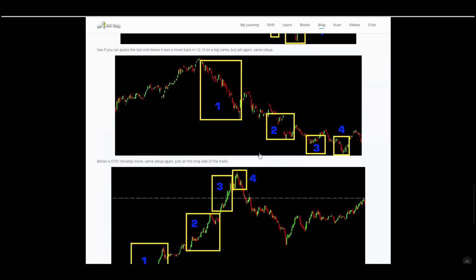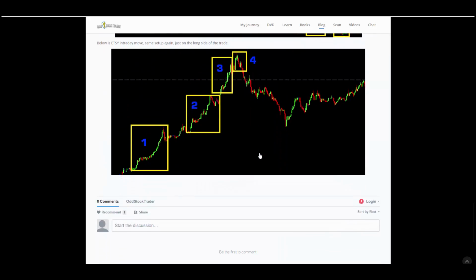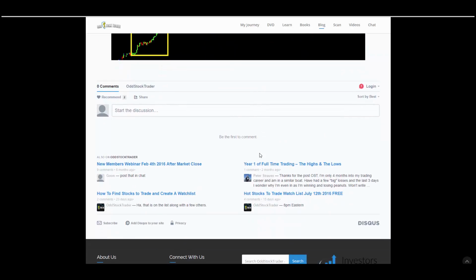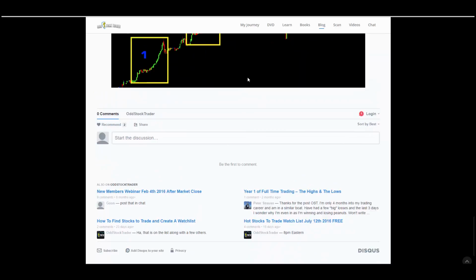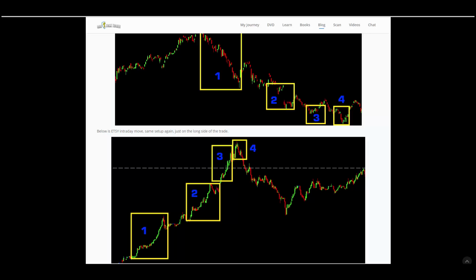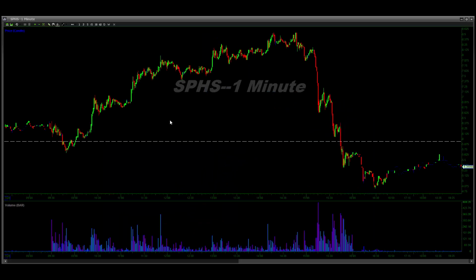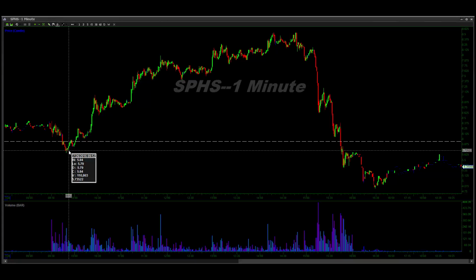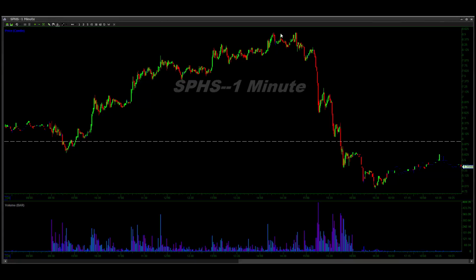I use a lot of examples, but I'm going to use some of the recent examples as well, to show what I mean by the rule of fours. So here we have a chart of SPHS. This obviously had a pretty big move today to the downside and to the upside, from basically low 5s up to 8.50 or so.